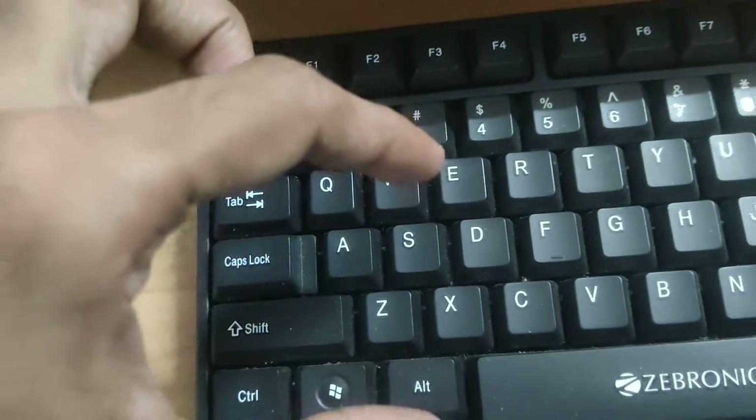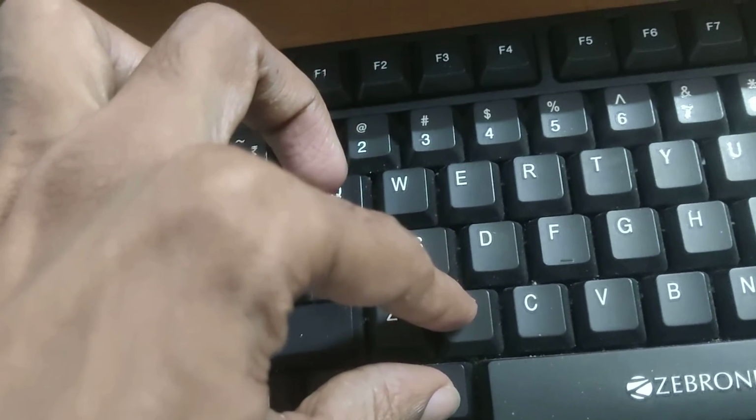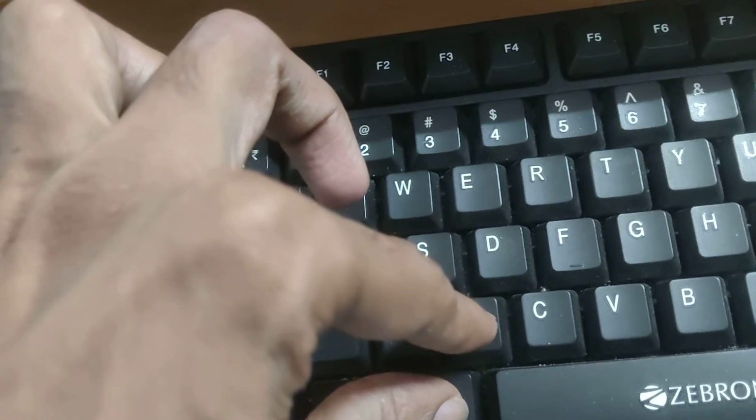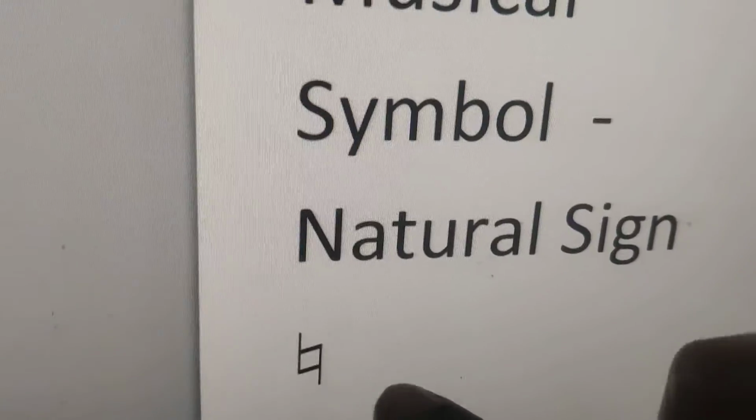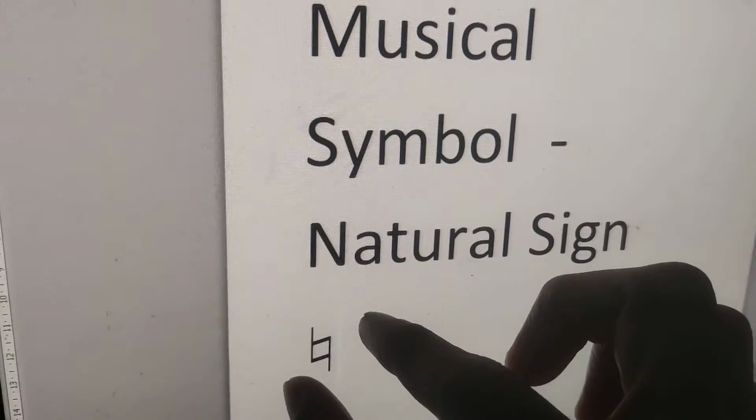The next step is that I am going to press these two keys at the same time. This is the Alt key and this is this key. If you press these two keys at the same time, then you can see that this symbol has arrived. This is the musical symbol for natural. So the natural symbol we have created by this method.